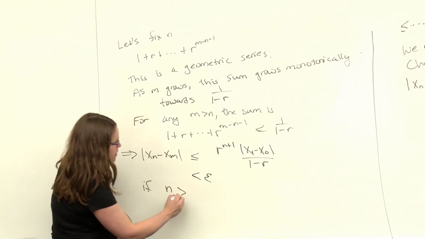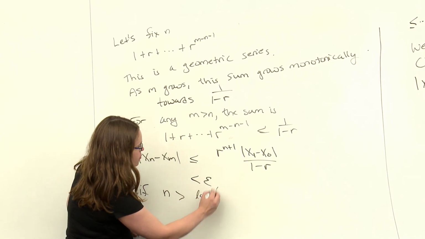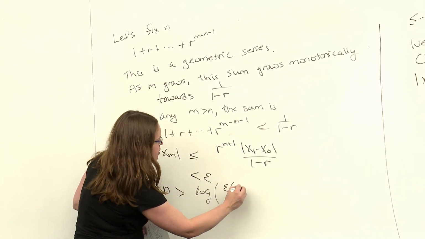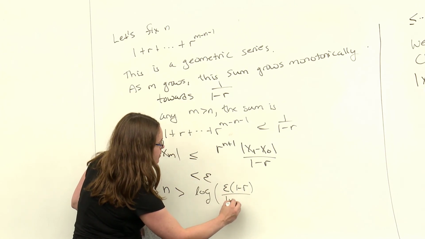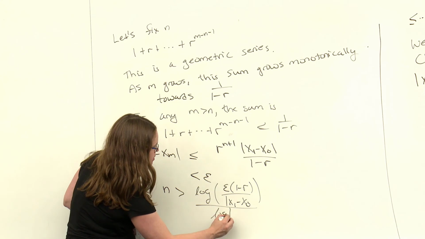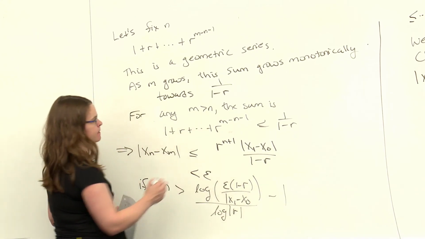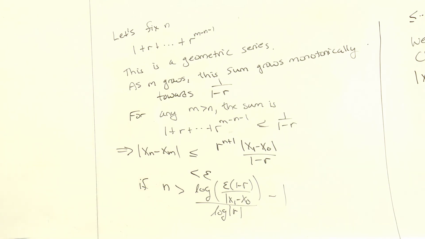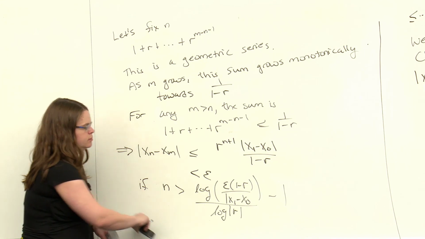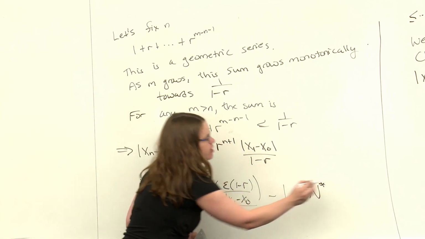N is going to be bigger than, let's see if we can do this correctly, log of epsilon times 1 minus r over x1 minus x naught, divided by log of r, minus 1. And this becomes my n star.